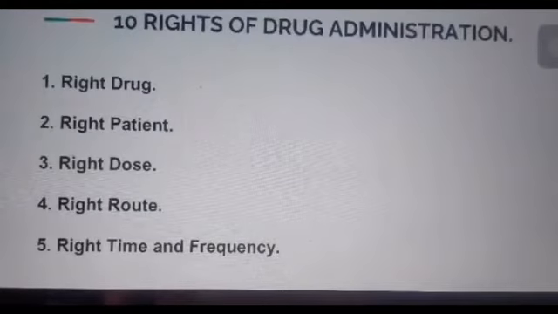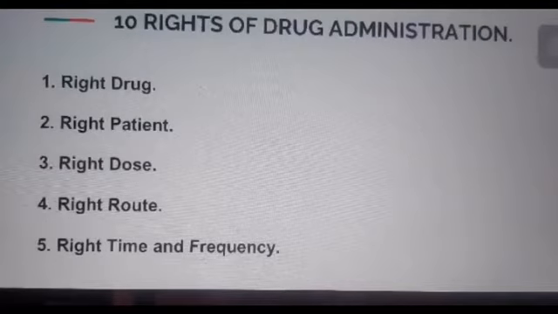For the 10 rights of drug administration, number 1 is right drug. So we need to check and verify if it is the right name and form. Next is the right patient. We're going to ask the name of the client or the patient. And even if you know the patient's name, you still need to ask just to verify.